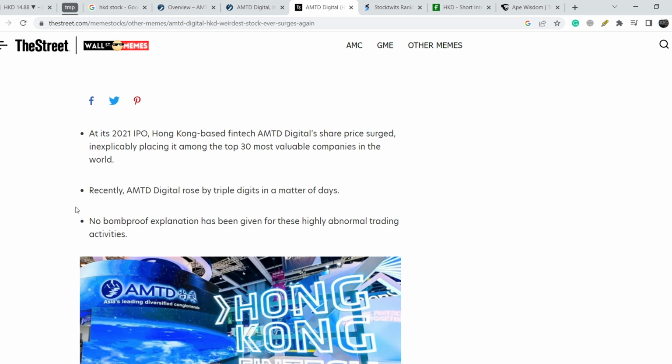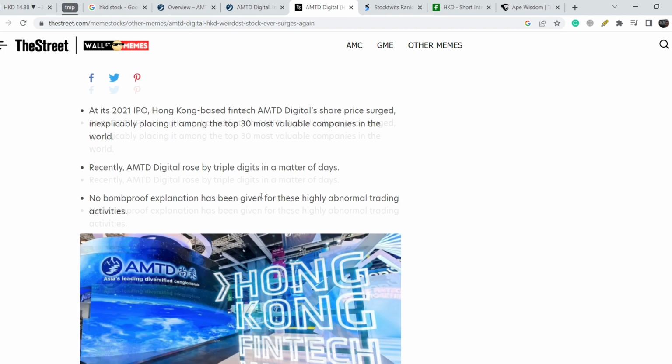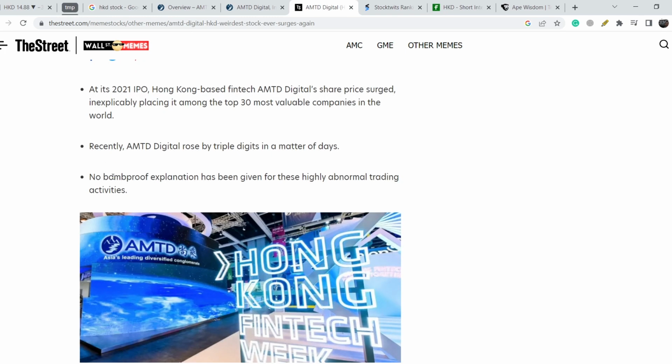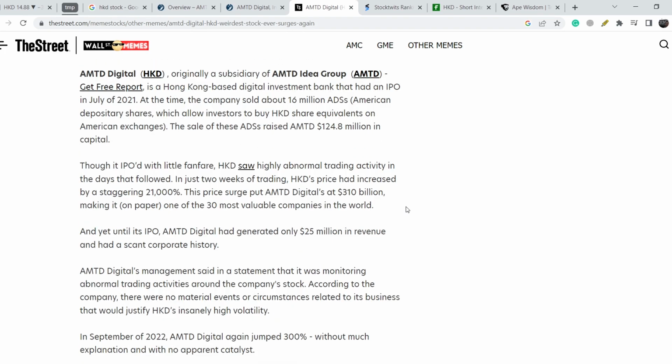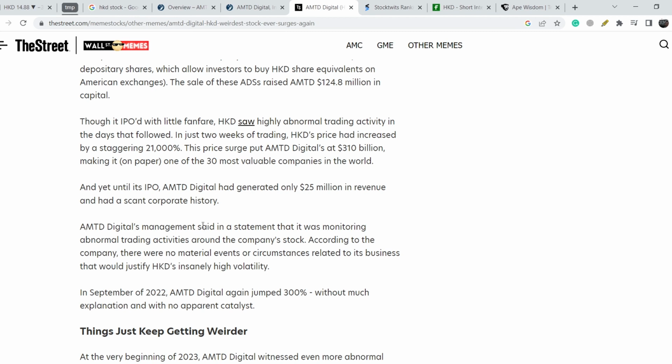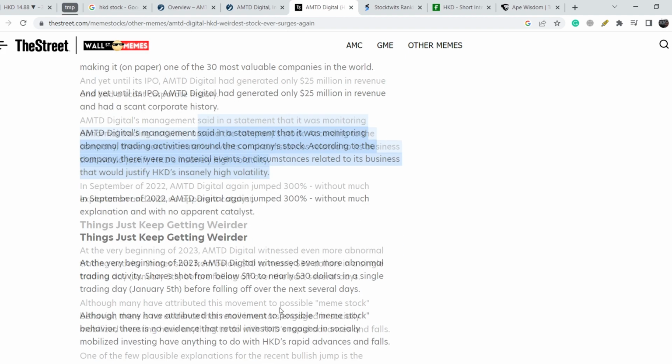Recently, AMTD Digital rose by triple digits in a matter of days. No bomb-proof explanation has been given for these highly abnormal trading activities. And let me quote you these details. AMTD Digital's management said in a statement that it was monitoring abnormal trading activities around the company's stock. According to the company, there were no material events or circumstances related to its business that would justify the insanely high volatility. In September of 2022, AMTD Digital again jumped 300% without much explanation and with no apparent catalyst.